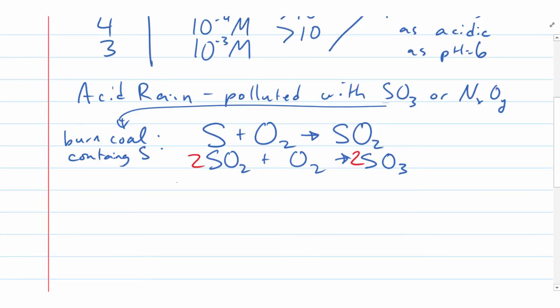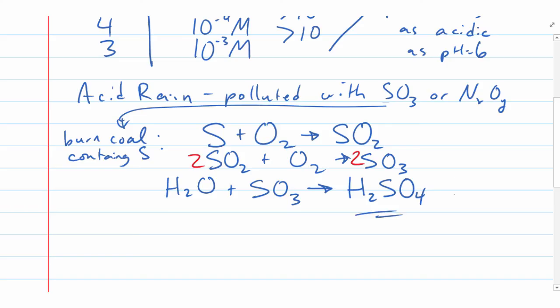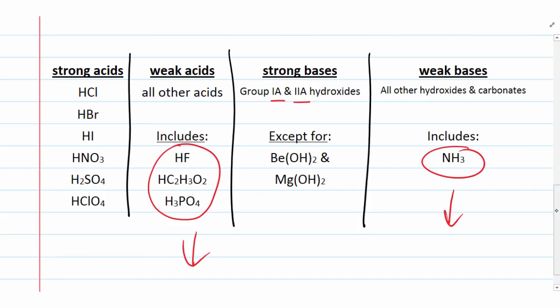What happens next is that water will react with the sulfur trioxide to yield H2SO4, which we call sulfuric acid. And if we go back to where we started today, what we see here is that sulfuric acid is one of those acids that's classified as a strong acid.